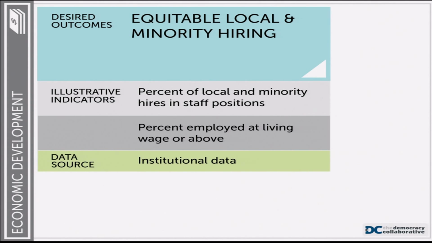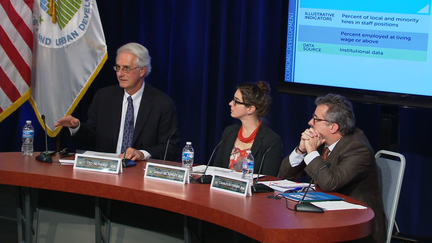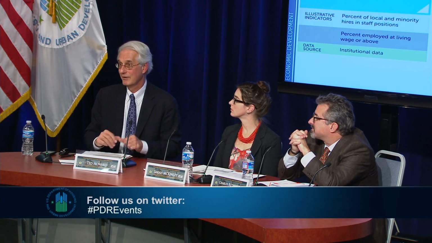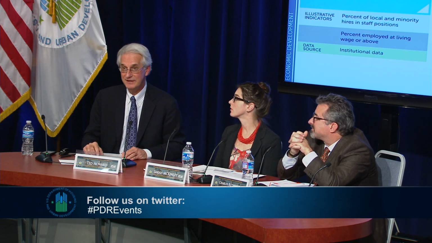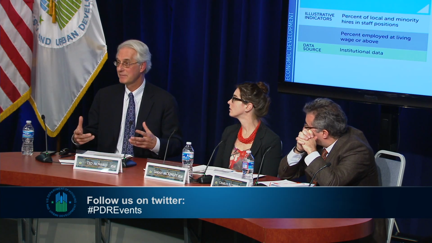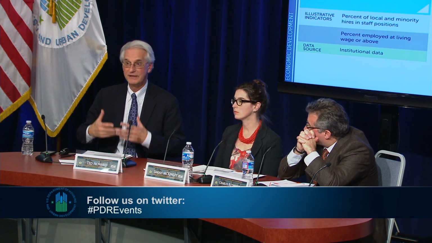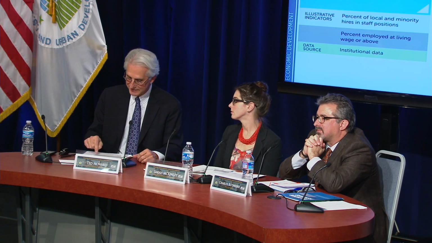And an indicator of that could be the percentage of local minority hires in staff positions. It could be percent employed at living wage or above. Now, you might think if you're a hospital, you're paying everybody a living wage or above. That is not the truth. There's a major hospital system I'm familiar with, not in Cleveland, where they have so many full-time employees earning less than a living wage that the other staff in the hospital have started a food drive to bring in cans of food to help their colleagues who are working in the same institution. So percent employed at living wage or above. And the data there, you could track that. It's institutional data, right? It's what you're paying people.